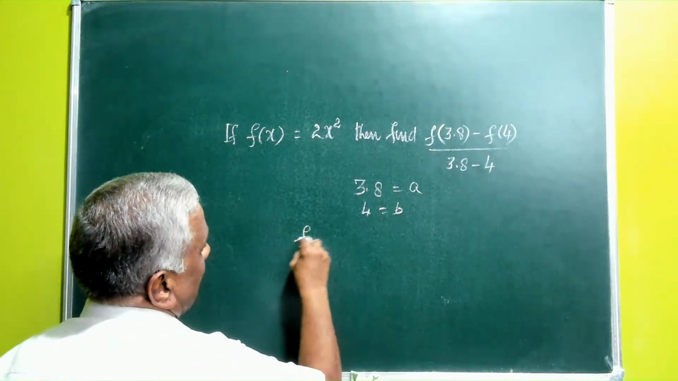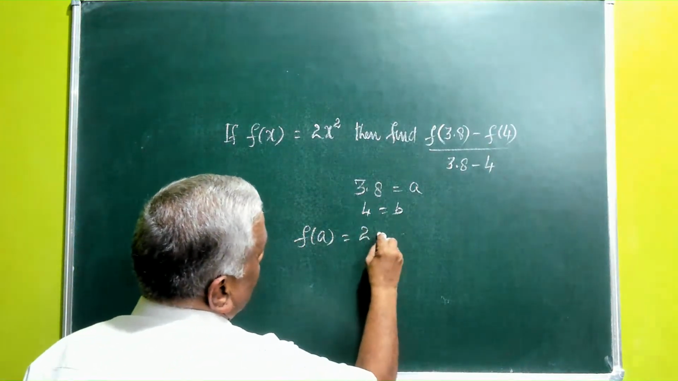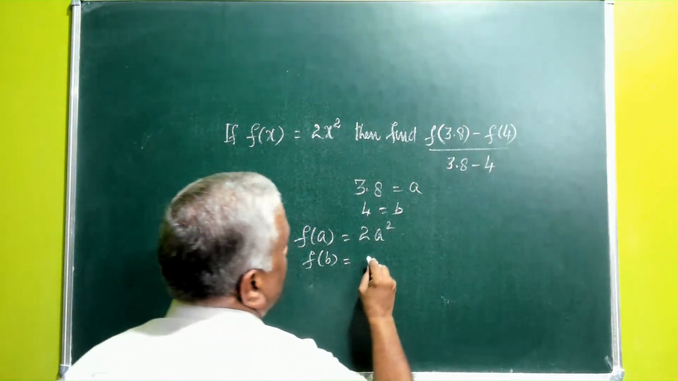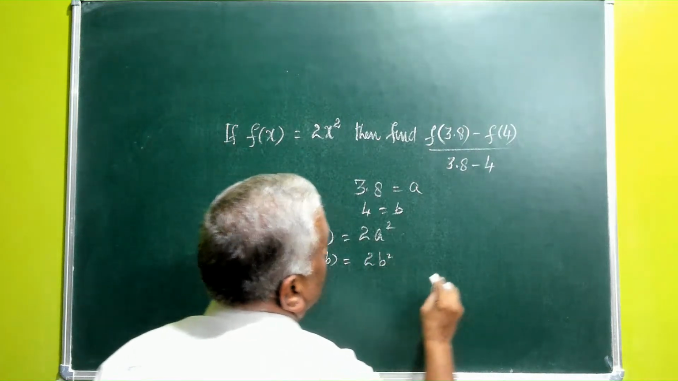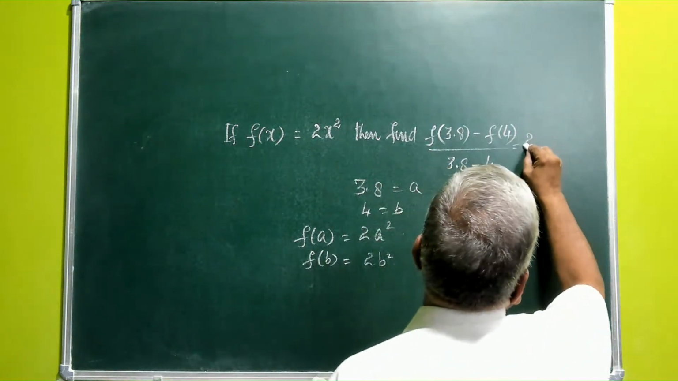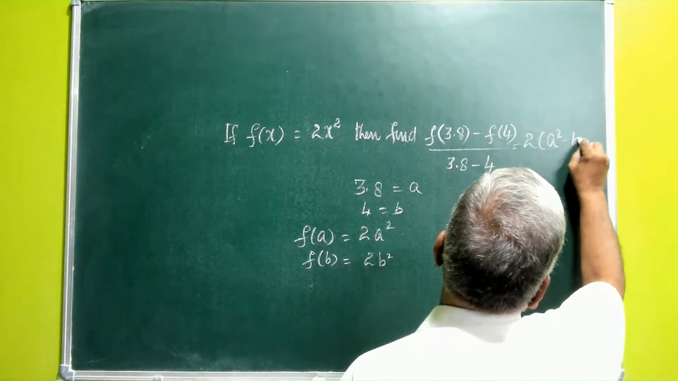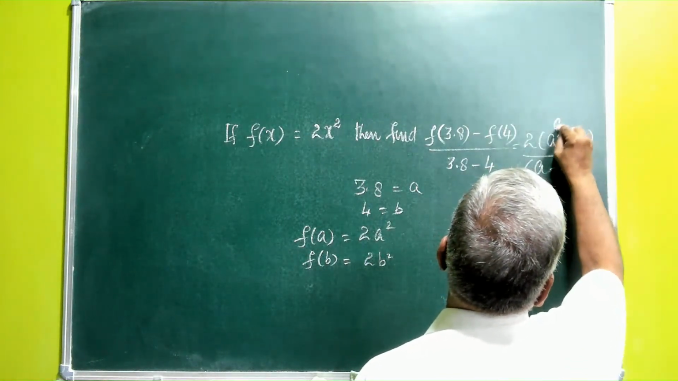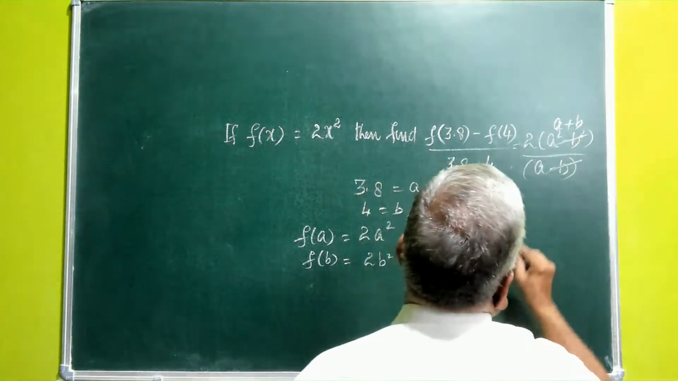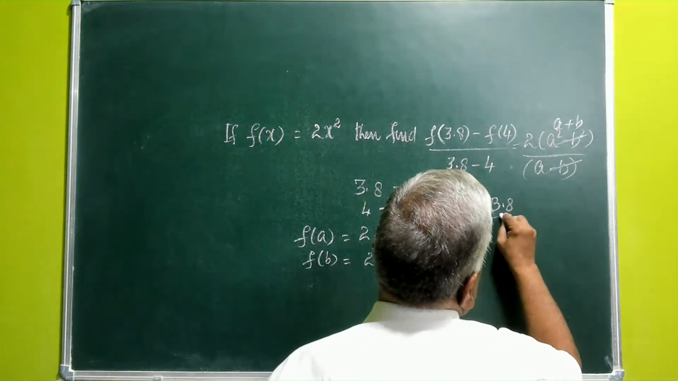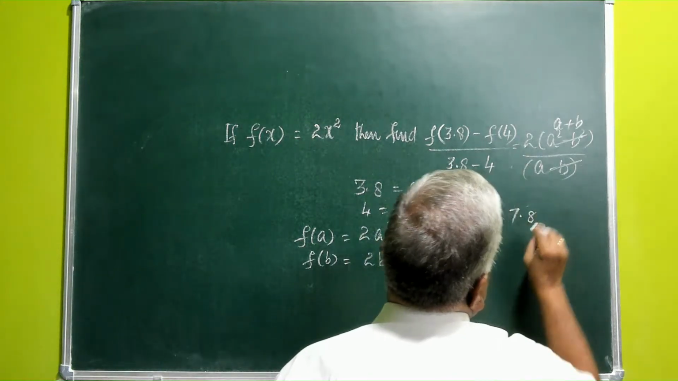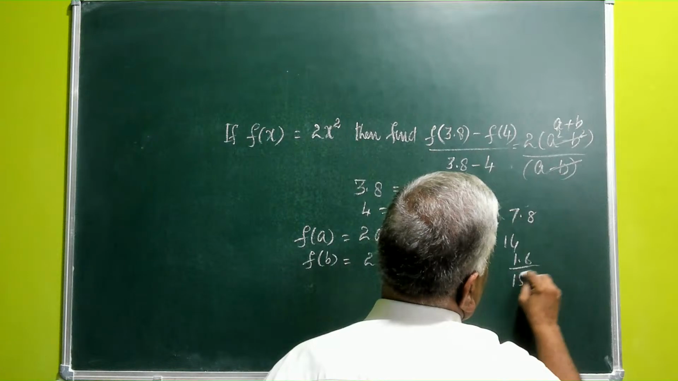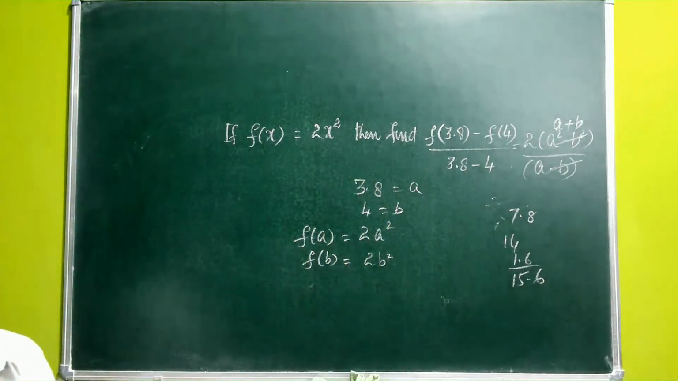So what is f of a? f of a is going to be 2a square. What is f of b? f of b will be 2b square. So what do you get here? 2 we can take common. You get 2 into a square minus b square divided by a minus b. If you cancel, you get a plus b. So you have got to add 3.8 and 4. That is 7.8. You have to multiply this by 2, that is 14 plus 1.6. 15.6 is the answer. I repeat.